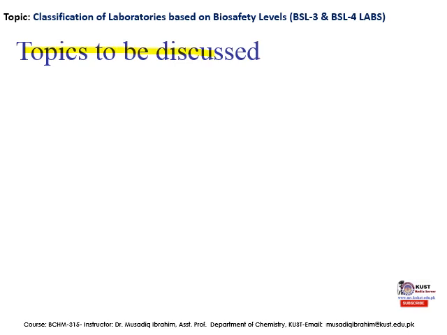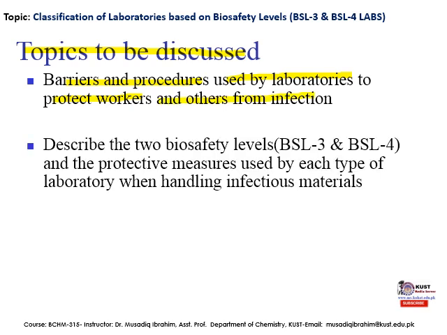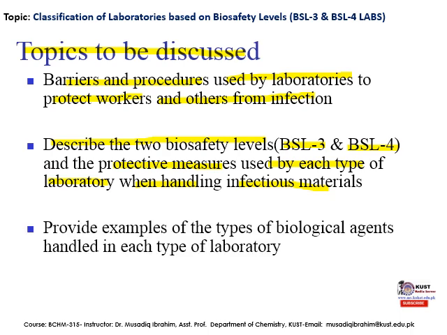Now, the topics which we will be discussing in this lecture include the barriers and procedures which are used by the laboratories to protect the lab workers, as well as others, from infection. Also, we will describe the two biosafety levels, that is BSL-3 and BSL-4, and the protective measures used by each type of laboratory when handling infectious materials or biological agents. Also, we will provide examples of the types of biological agents handled in each type of laboratory.